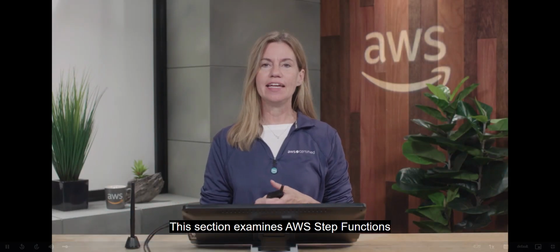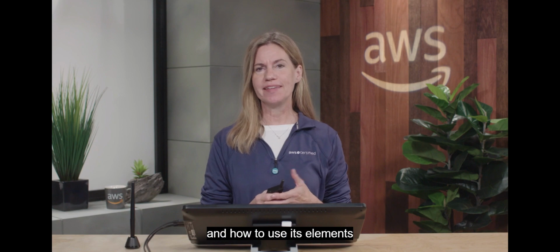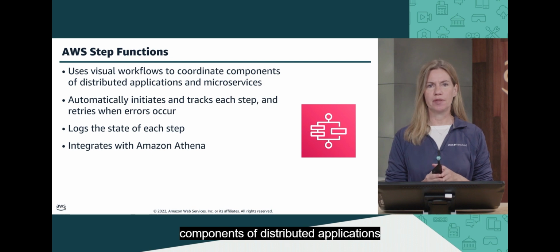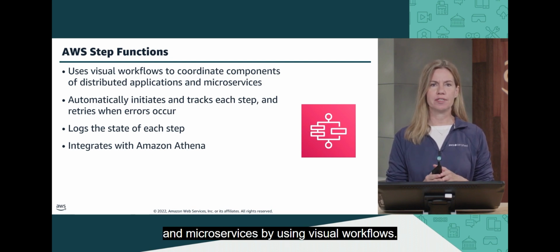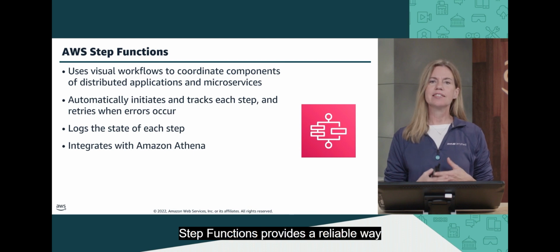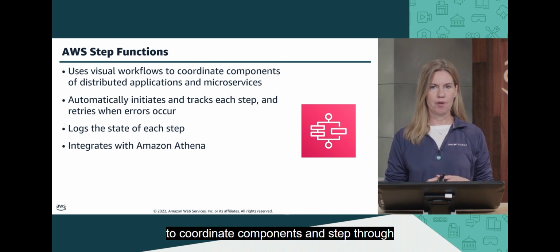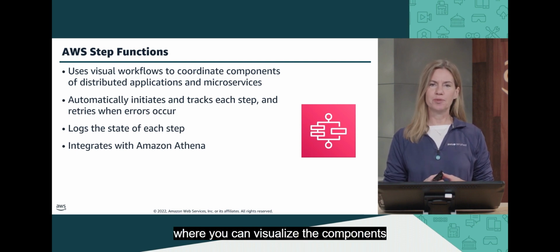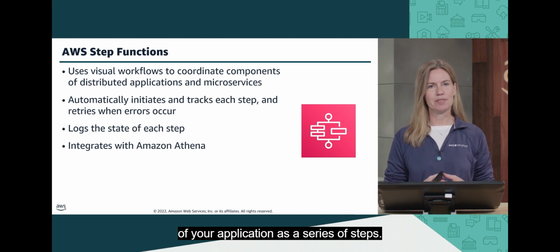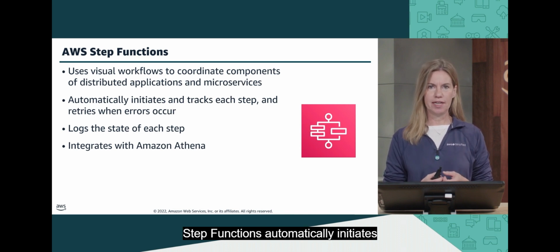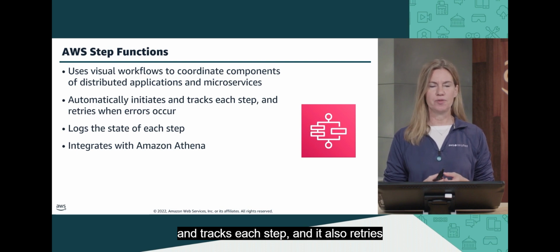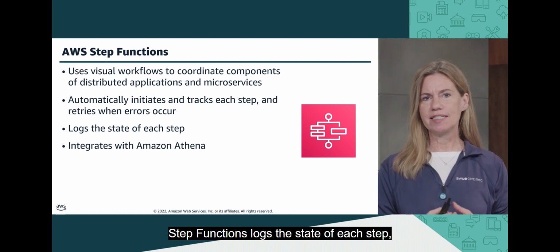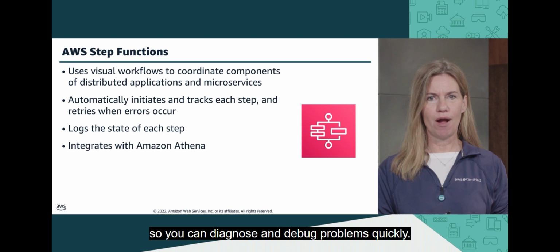This section examines AWS Step Functions and how to use its elements and interface to build pipelines. AWS Step Functions can help you coordinate components of distributed applications and microservices by using visual workflows. Step Functions provides a reliable way to coordinate components and step through the functions of your application. The service offers a graphical interface where you can visualize the components of your application as a series of steps. Step Functions automatically initiates and tracks each step, and it also retries when errors occur, so your application runs in order and as expected. Step Functions logs the state of each step, so you can diagnose and debug problems quickly.